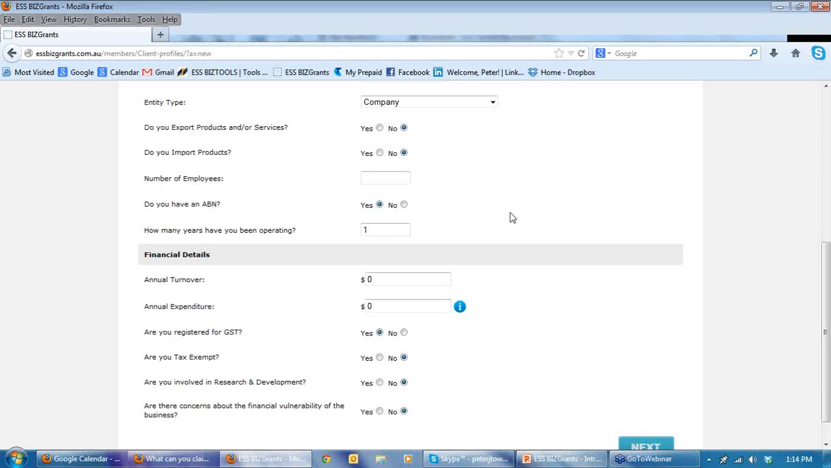That's another area, a very complicated area. We're thinking about looking at it later in the year, but we want to get our second version of ESS BIZGrants properly out into the marketplace first.